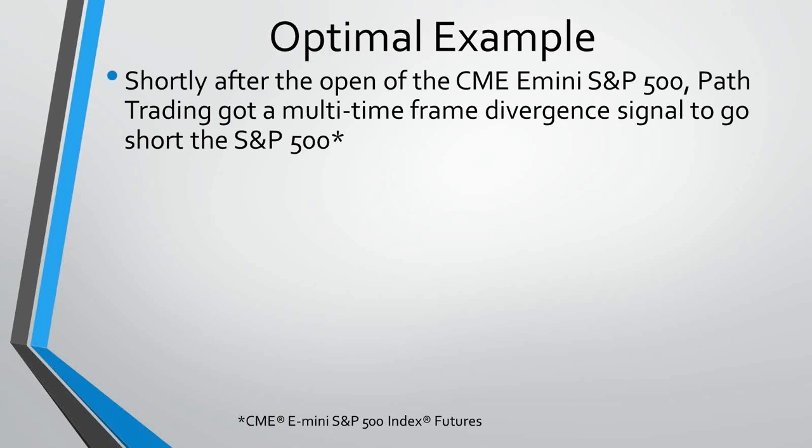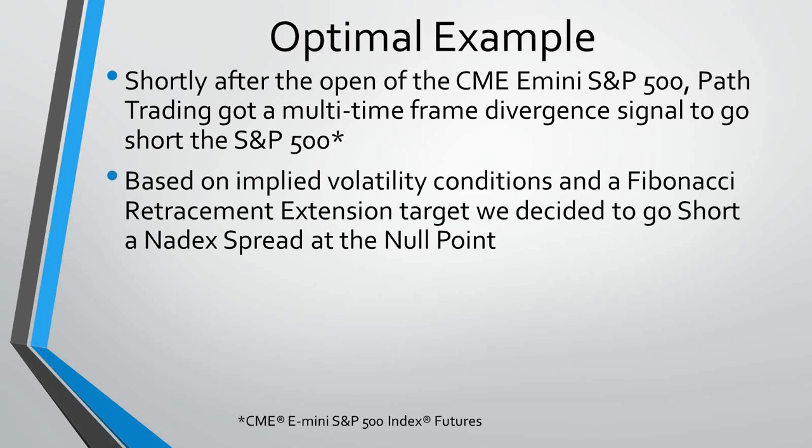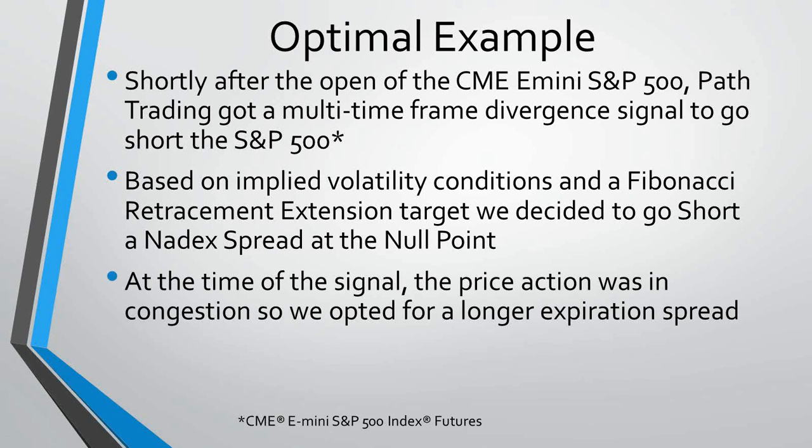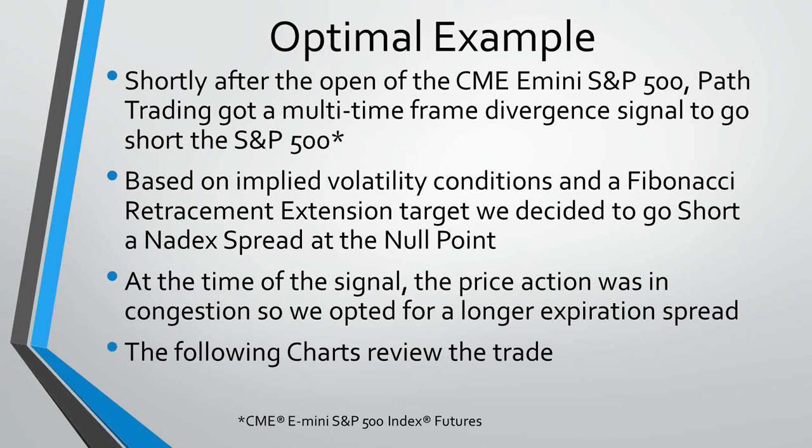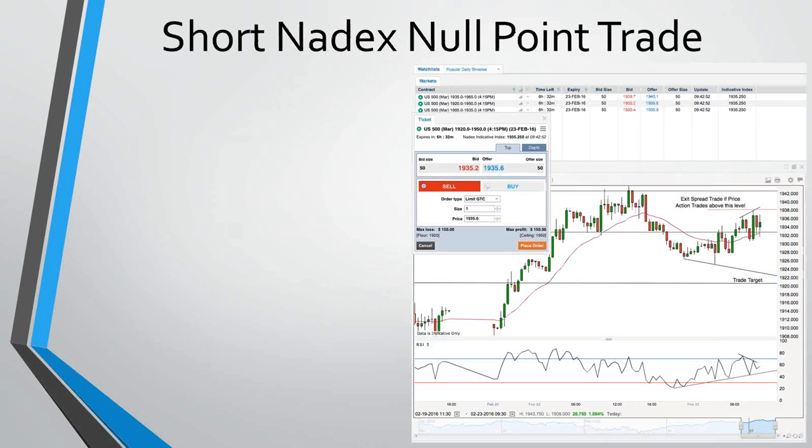So this is an optimal example, something that we actually did. Shortly after the open of the CME E-mini S&P 500, Path Trading got a multi-time frame divergence signal to go short the S&P 500. As you mentioned, Ephraim, E-mini trader and technical trader, we also trade price action. So based on implied volatility conditions, there you go, Phil, just conditions. Based on implied volatility conditions and a Fibonacci retracement extension target, we decided to go short a Nadex spread at the null point. At the time of the signal, the price action was in congestion, so we opted for a longer expiration spread.